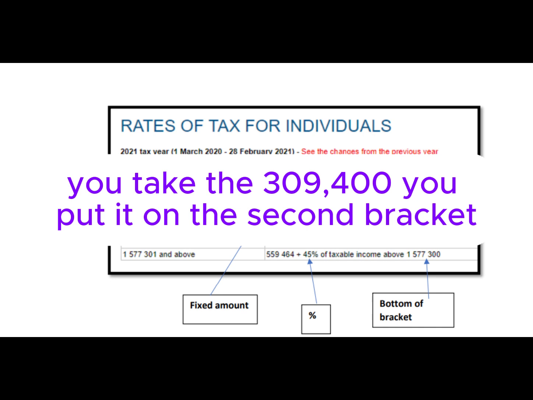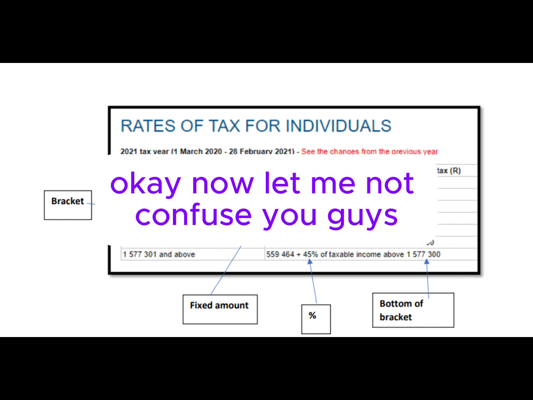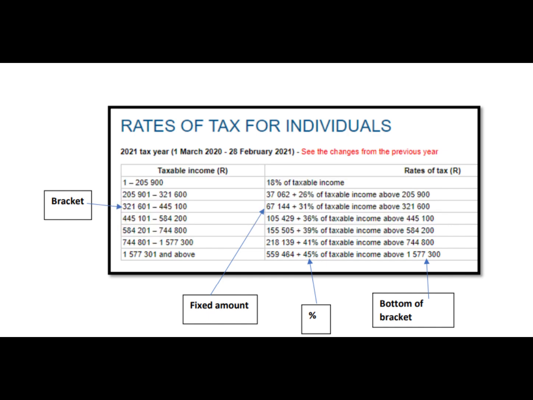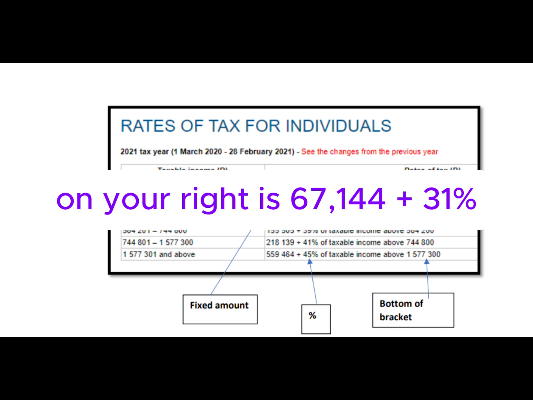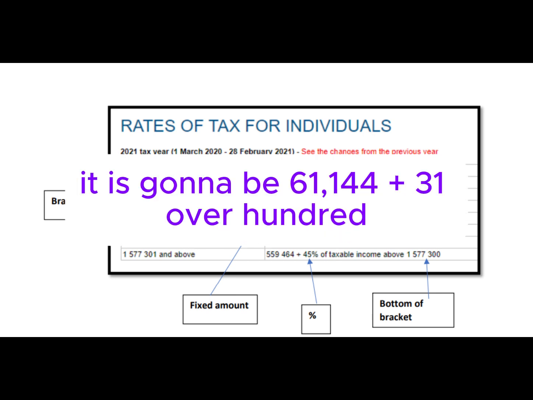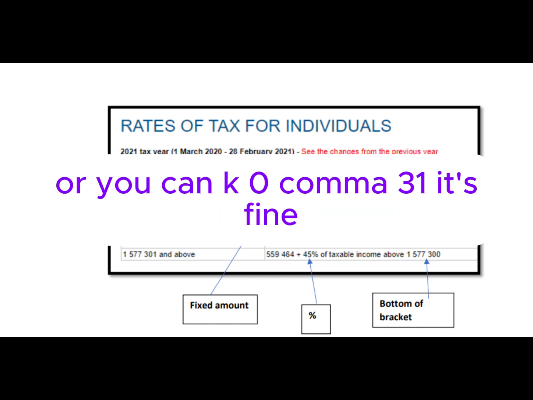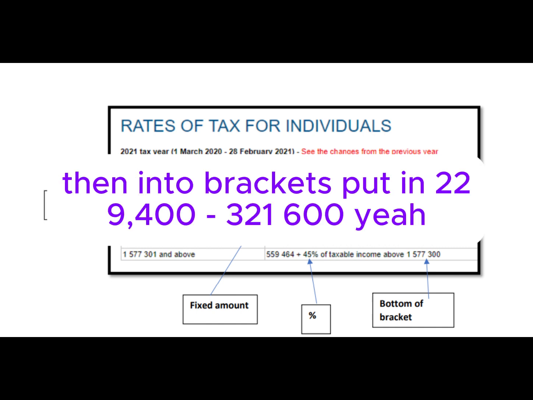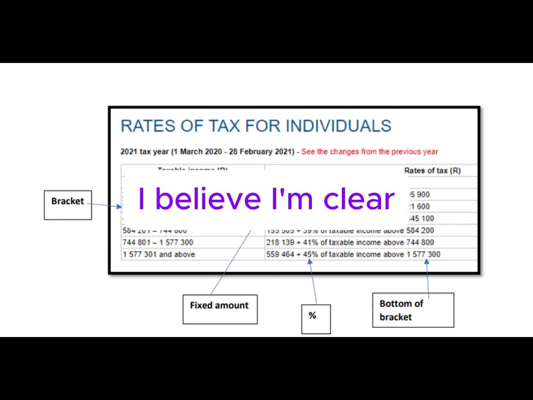You take the 329,400 and put it in the second bracket. Okay, now let me not confuse you guys. Look at the second bracket there on your right. It is 67,144 plus 31%. When you write it, it's going to be 67,144 plus 31 over 100, or you can write 0.31, it's fine. Then into brackets put in 329,400 minus 321,600. Yeah, I believe I'm clear.